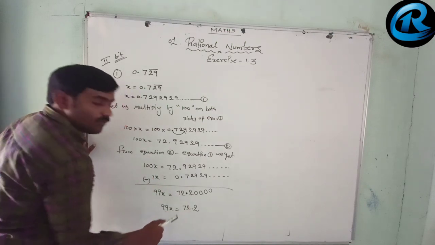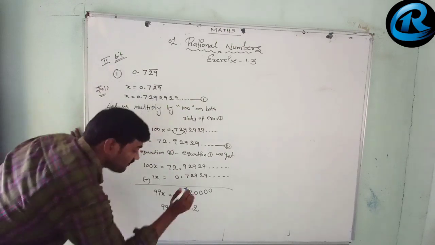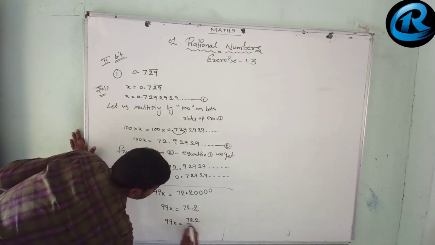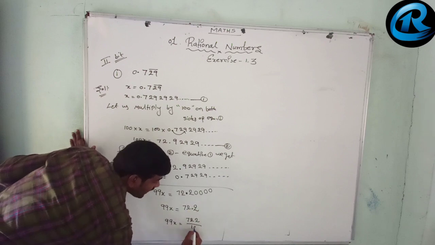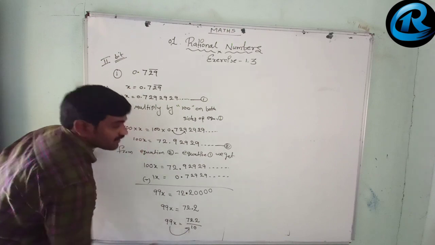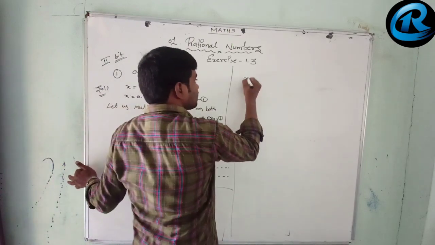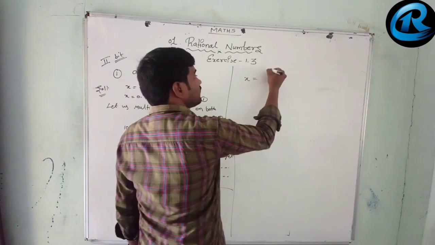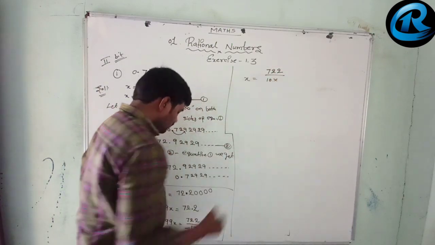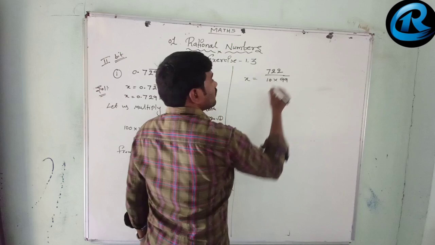When it comes like this, what should we do? This is a decimal number. How do we change decimal numbers into fractions? We learned that in the first bit, so follow the first bit. We write 99x equal to 722 over 10, because after the decimal point there is only one digit, so we write 1/10. Simple. Now this 99 is multiplying; if you transfer it to this side, it becomes a division. So let us write x equal to 722 by 10 into 99, since 99 was multiplying, it comes in the division part. Okay, let us multiply now.